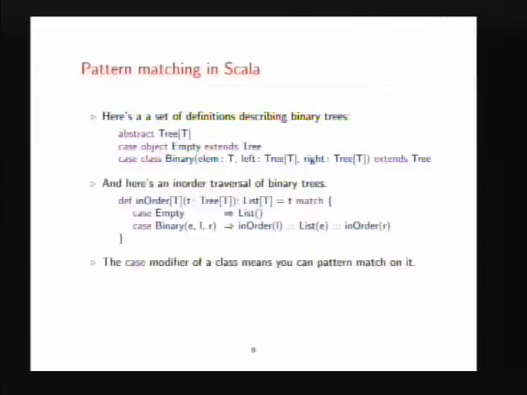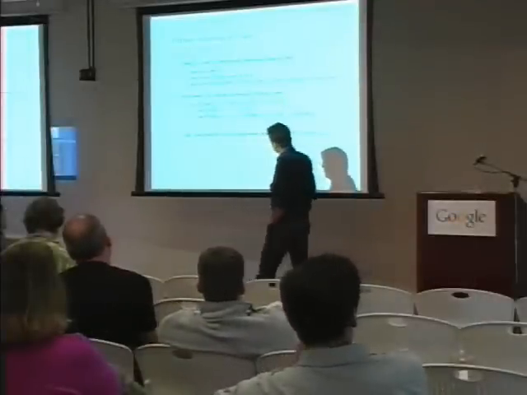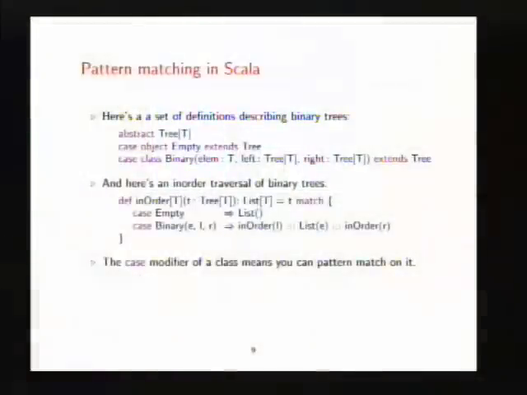So here you have a standard function over these things, an in-order traversal function. It takes a tree of arbitrary element type T, and it gives you back a list of T. And then you have a match statement that matches the given tree with a bunch of patterns. Here we have two. The first says, in the case where the tree is the empty tree, return the empty list.